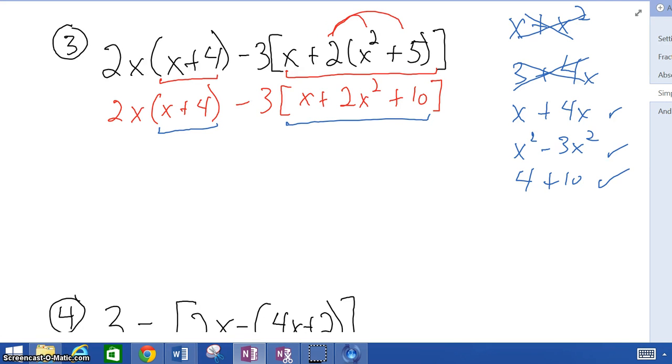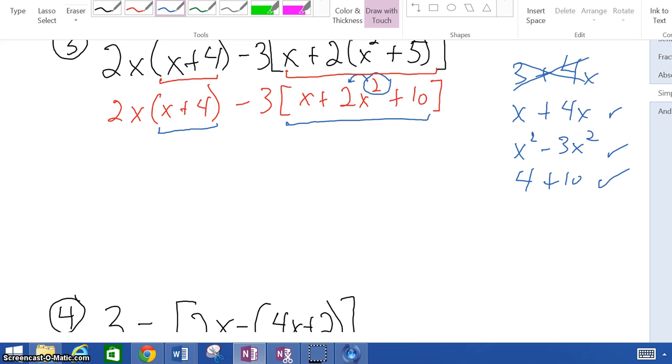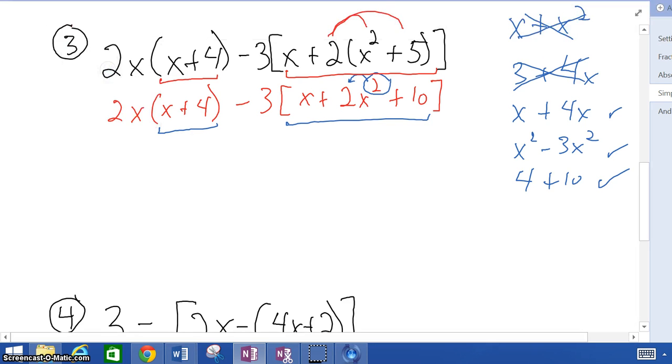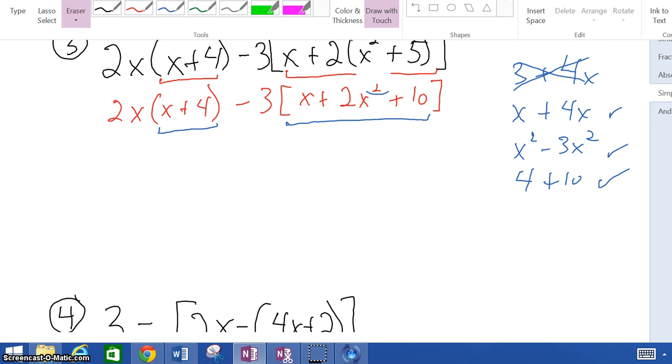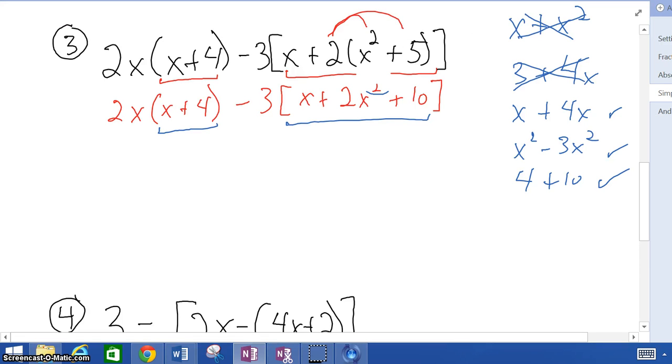My exponents. Just because I have a 2 right here does not mean that the coefficients, that means that 2, it does not get squared. So be very careful in that. It does not square the coefficient out in front. It only squares the x. Okay? So I don't have any exponents to be done.